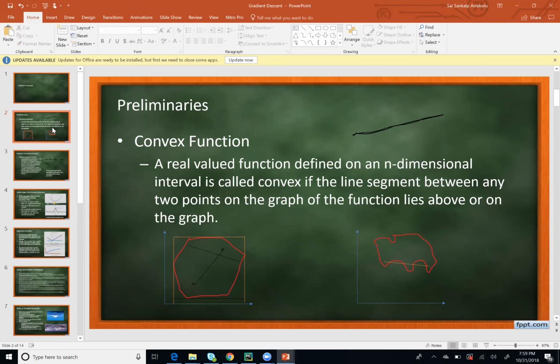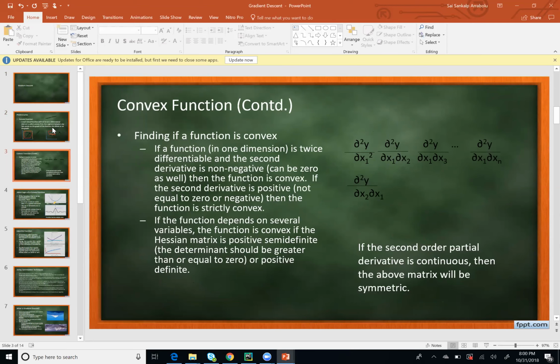So this is a convex function. A non-convex function means that if you take 2 points within the boundary and then I draw a line, you see this segment of the image is outside the boundary, this segment is outside the boundary. So this is not a convex function, this is a convex function. Now, why are we learning convex functions and non-convex functions? I'll tell you in a bit.